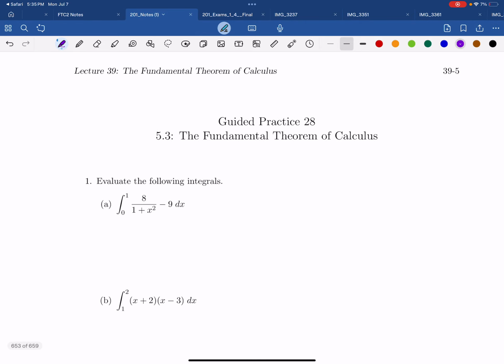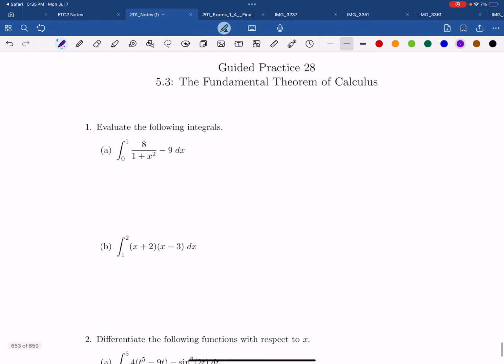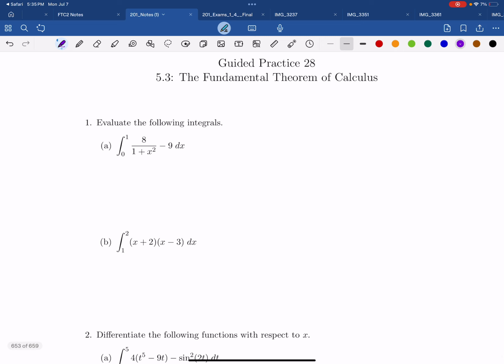Let's do some guided practice for the fundamental theorem of calculus. First, part 2, finding the definite integral. Now, this is kind of a tricky one. You just kind of need to remember that first part. This is actually 8 arctan of x, right? No technique. You just need to memorize that. You just need to remember that's the inverse trig.